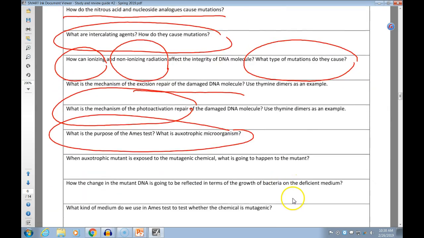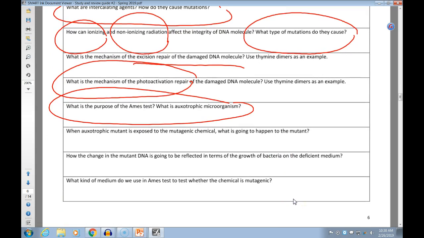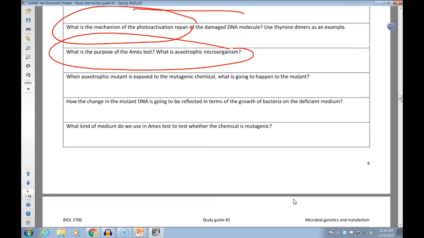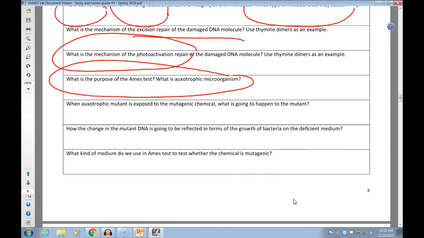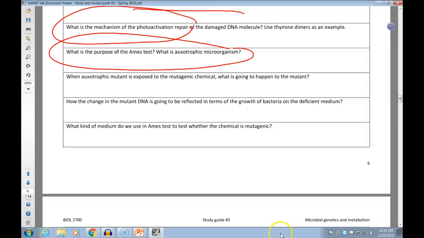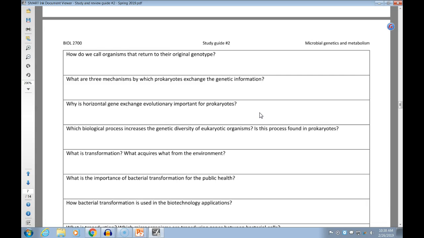So review, please review the Ames test. If we go into it, we will spend another 20 minutes going over it. But one question is going to be long, the answers are going to be long, so expect it. Understand the Ames test well. Okay? We call the organism that returns to the original genotype revertants. An auxotrophic mutant is a mutant that requires a certain nutrient.